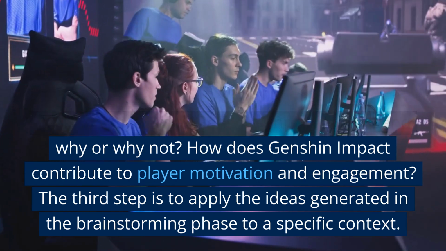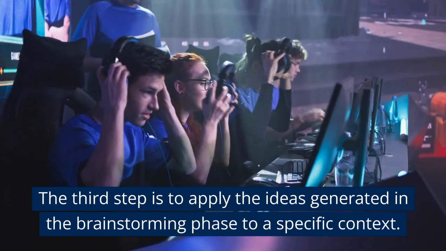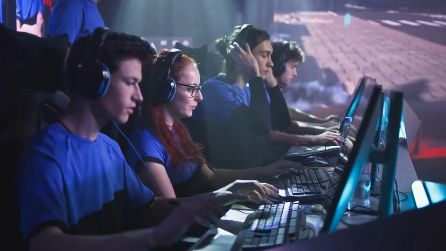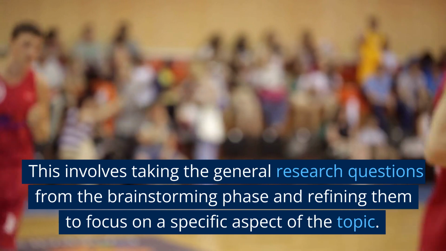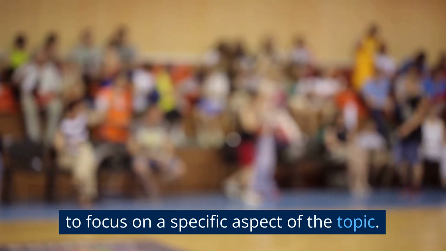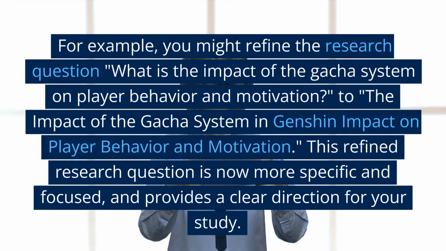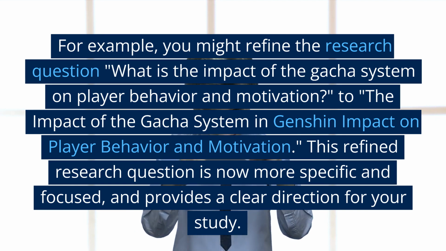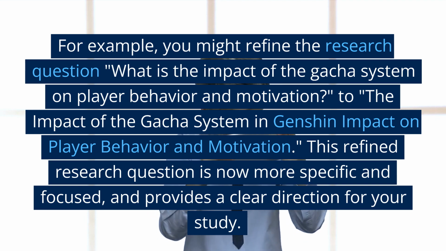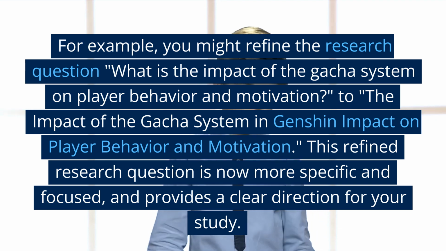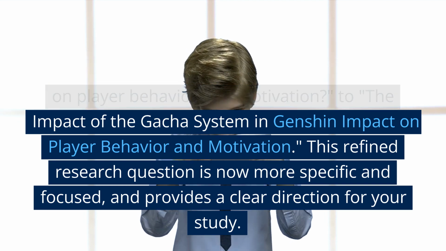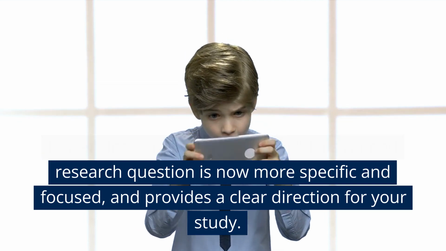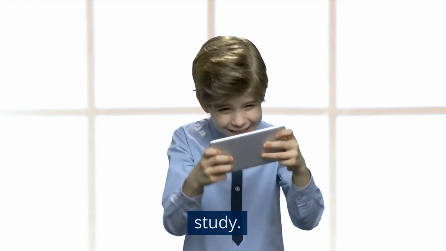The third step is to apply the ideas generated in the brainstorming phase to a specific context. This involves taking the general research questions from the brainstorming phase and refining them to focus on a specific aspect of the topic. For example, you might refine the research question, "what is the impact of the gacha system on player behavior and motivation," to "the impact of the gacha system in Genshin Impact on player behavior and motivation." This refined research question is now more specific and focused and provides a clear direction for your study.